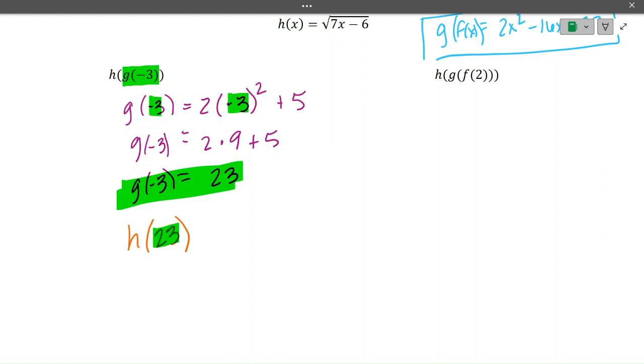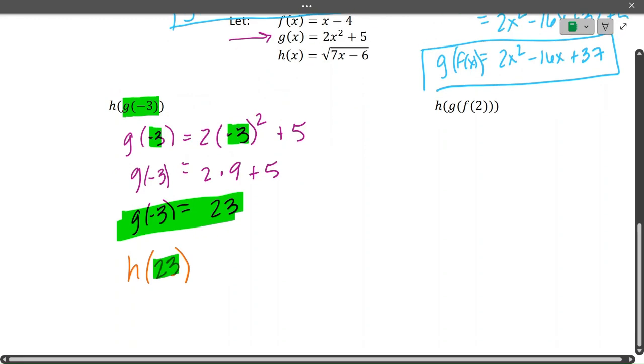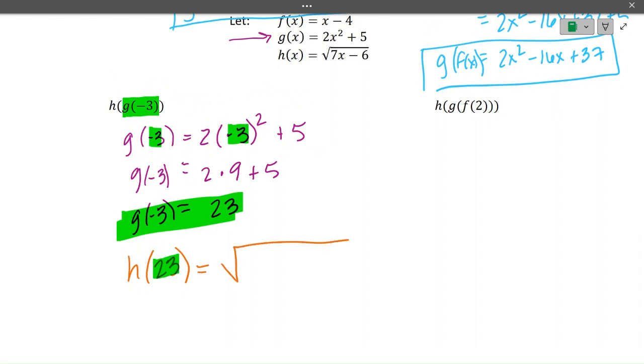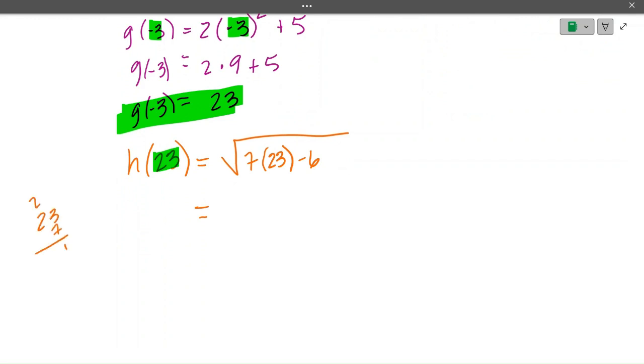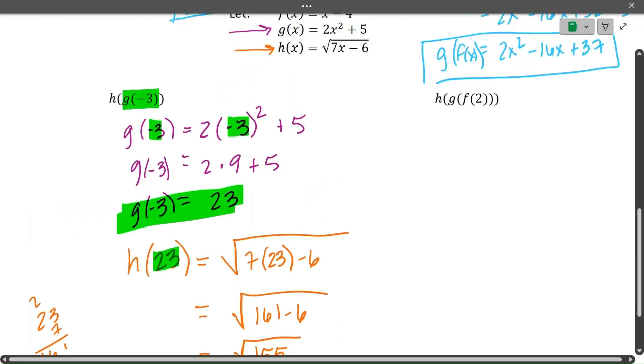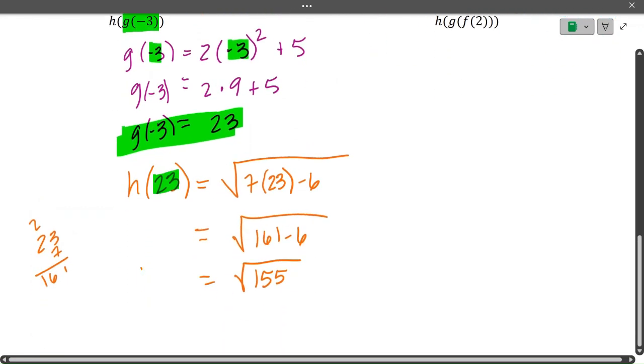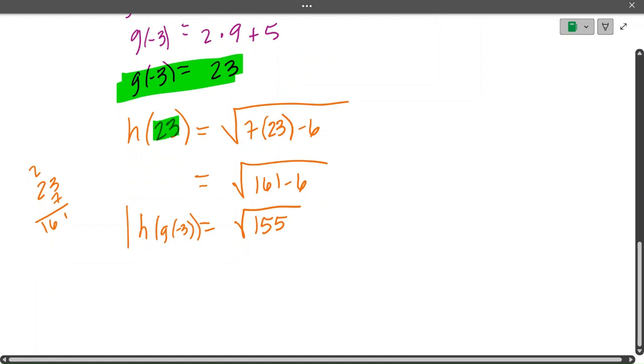So I'm just substituting. Remember, math is really a series of substitutions. So now in my h function equation, everywhere I see x, I'm replacing it with 23. Okay, and I'm using this equation in case you're wondering. All right, this is going to challenge my math because I end up with the square root of 161 minus 6, which is equal to the square root of 155.